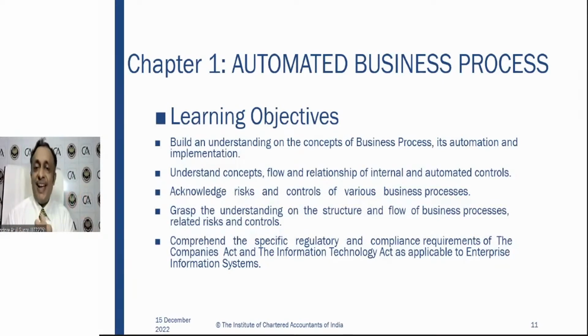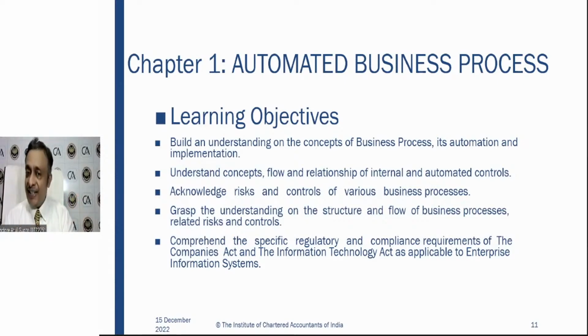Then, acknowledge risk and controls of various business processes. Very, very important. You have a business process. It is going to have risk. So a risk has to be mitigated, reduced, by implementing what you call controls. But before you implement a control, you need to assess, you need to do what we call a vulnerability assessment. And based on that assessment, controls will be put in place.